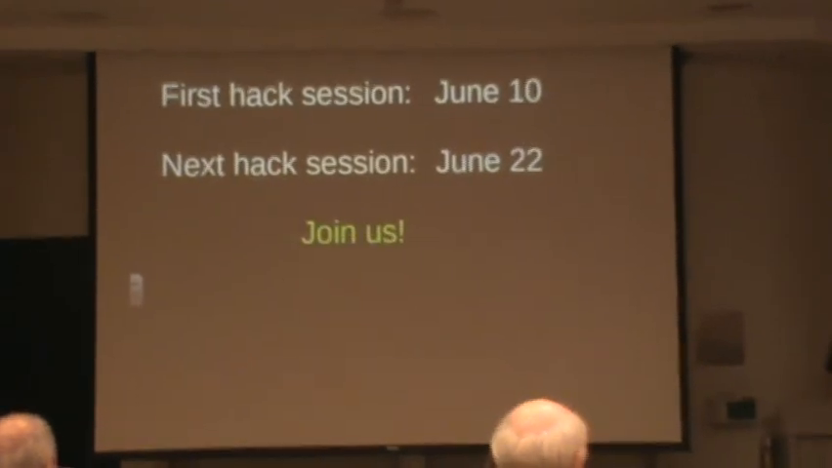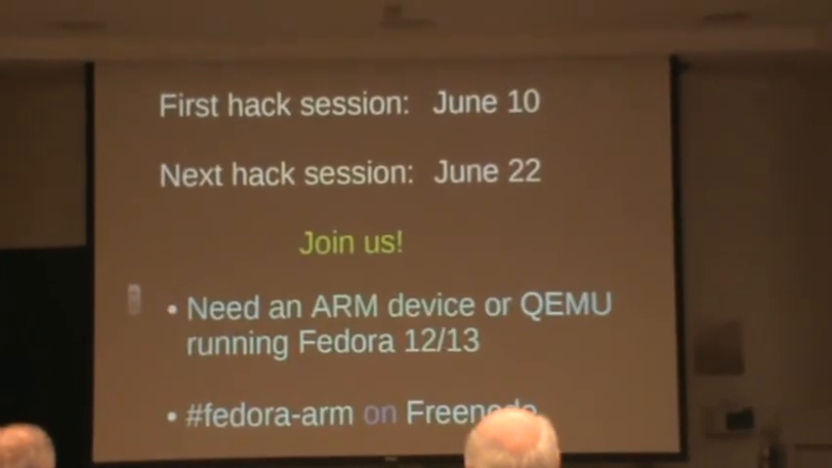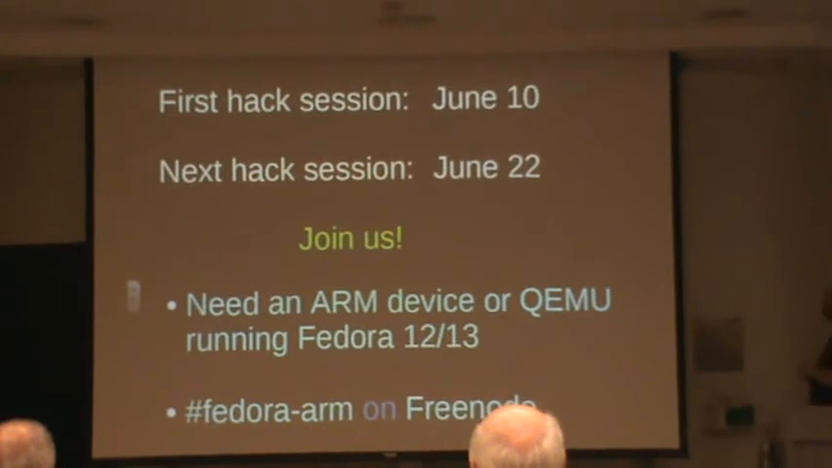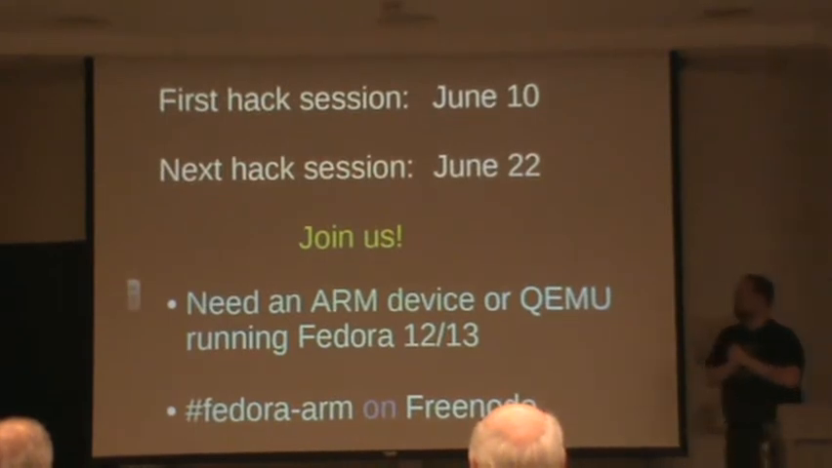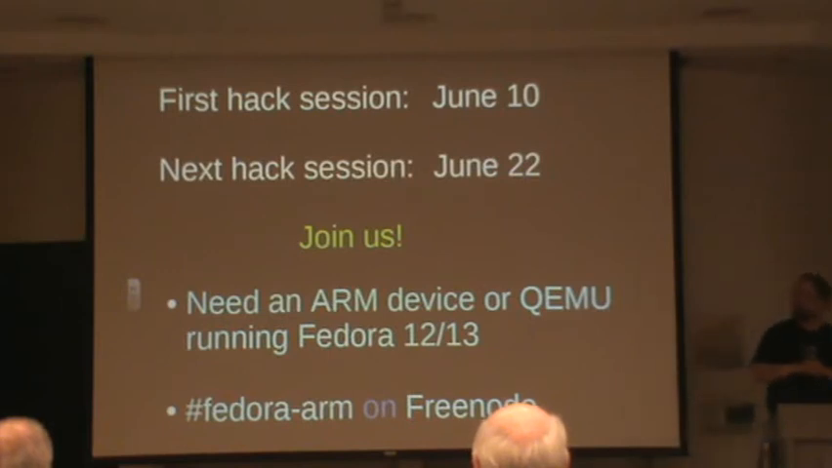And in fact, I invite you to join us and participate with us. Fairly straightforward to do that. You need an ARM device, or easier yet, a QEMU environment if you've got a reasonably fast x86-64. And it needs to be running Fedora 12 or 13. We've got virtual machines that are pre-populated that you can use with the recipes if you want to take that approach.